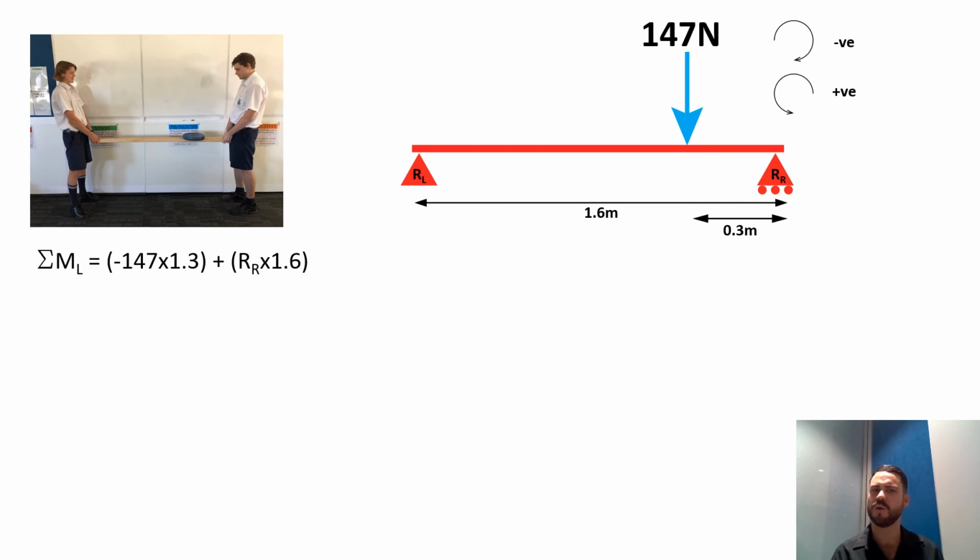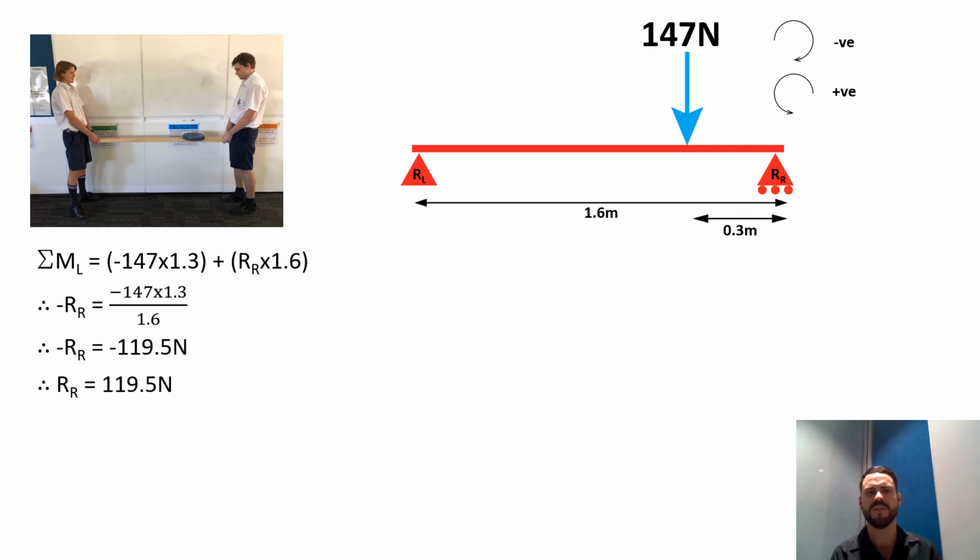So we input our numbers again. This time it's negative 147 times 1.3. Okay, so it's 1.6 minus 1.3, 0.3, I'm sorry. Plus reaction right times 1.6 again. And that gives us our value of reaction right, 119.5, pointing up. So how much is Jake actually supporting of the 15 kilograms?